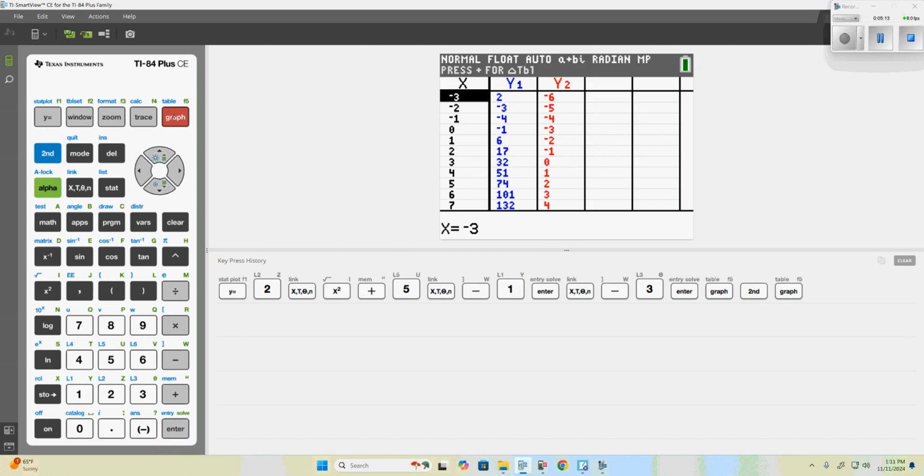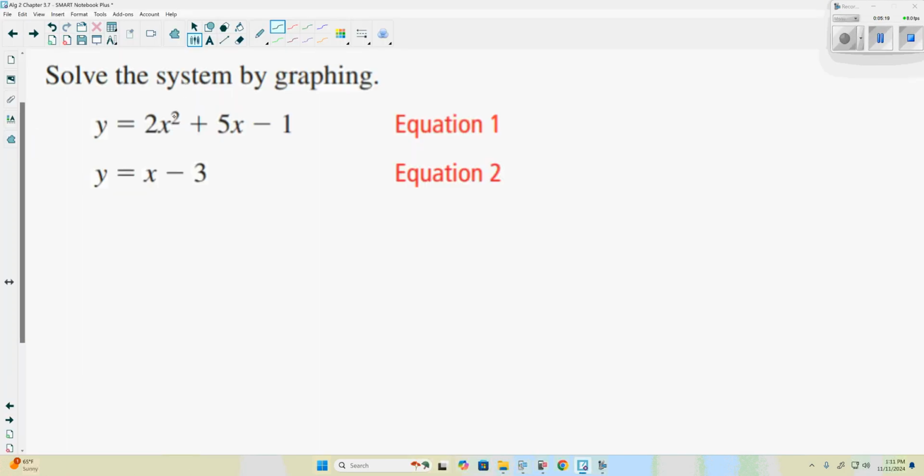-1, and the y value is -4. So what that's telling us is that the point -1, -4 is the point where the two equations cross, the point that makes both equations true.